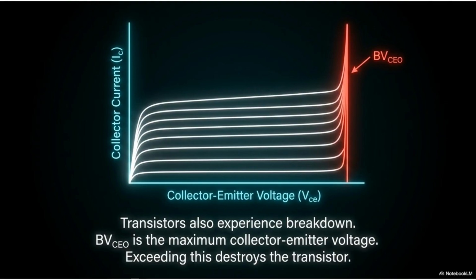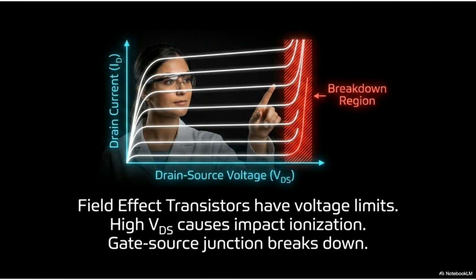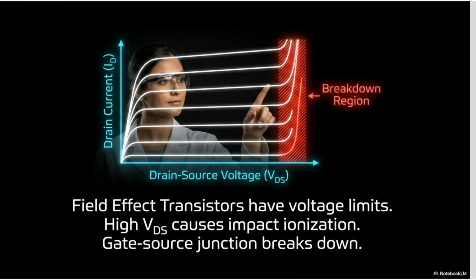Transistors are also susceptible to breakdown. The collector-emitter breakdown voltage, or BVCEO, represents a critical upper limit. Exceeding this limit will destroy the transistor. Similarly, field effect transistors have their own voltage constraints. If the drain source voltage becomes too high, impact ionization can cause the gate source junction to break down.